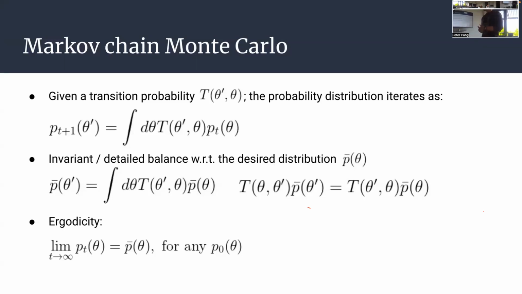The next property is ergodicity. I can't pronounce this word. Ergodicity. Given any initial distribution, with the iteration tending to infinity, you should always get the design distribution.